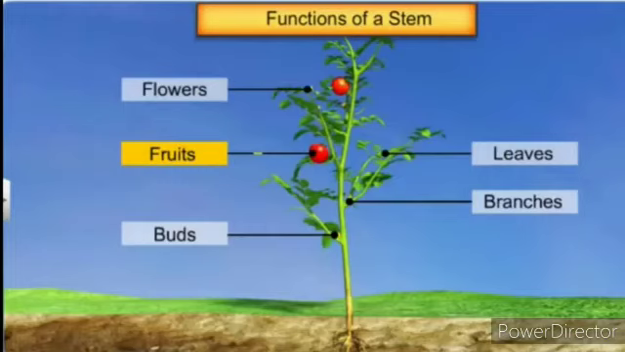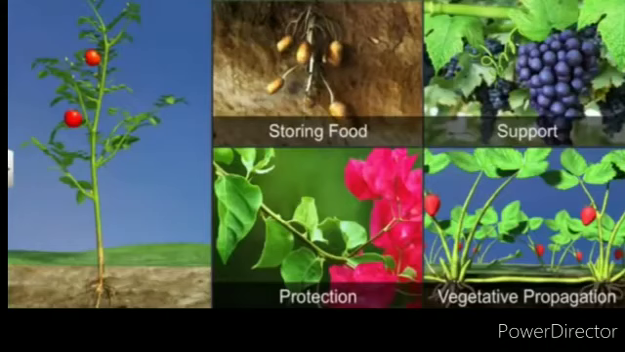What are the functions of the stem? The main function of the stem is spreading out branches bearing leaves, flowers and fruits. It conducts water, minerals and photosynthates. All the minerals required for photosynthesis are transported through the stem. Some stems perform the functions of storage of food, support, protection and vegetative propagation.